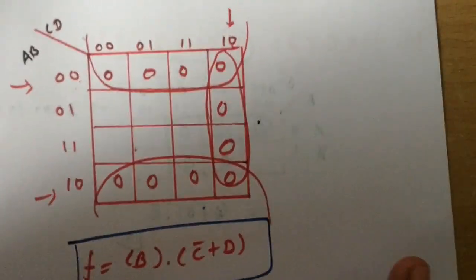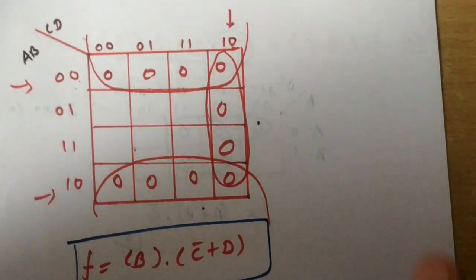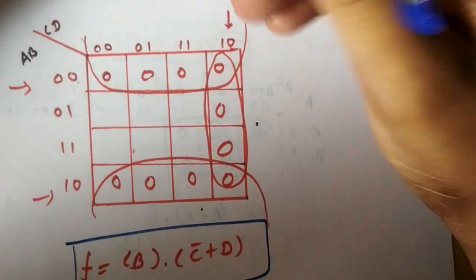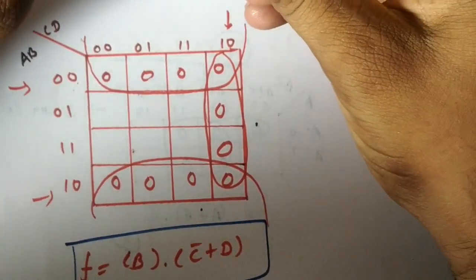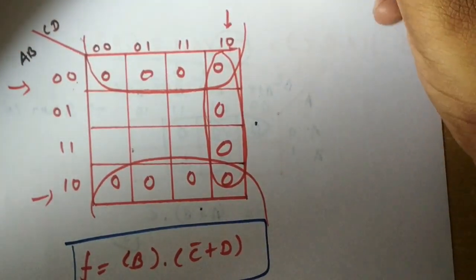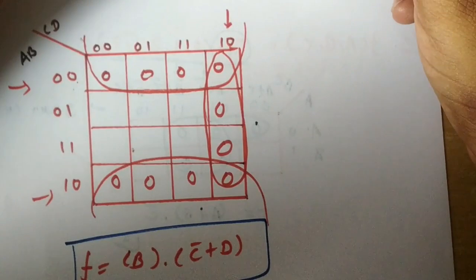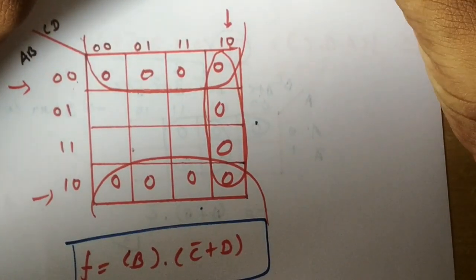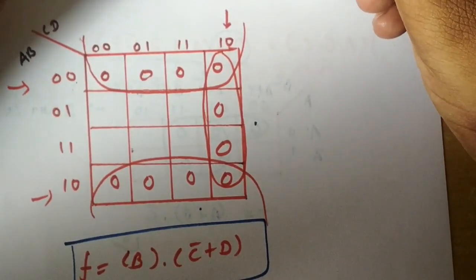So this will be your answer, right? So in this way you can solve or simplify the Boolean expressions which are in the form of product of sums. Right? In the next lecture we'll discuss the don't care condition in the K-map. In that also I will do examples of SOP and POS. Till that time, thank you students.